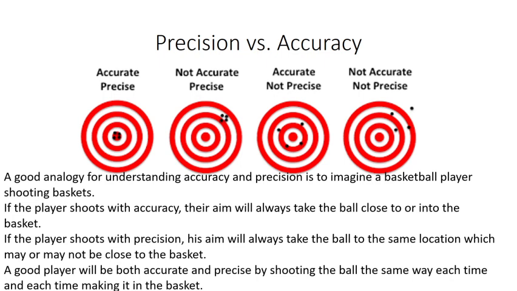A good analogy for understanding accuracy and precision is to think about a basketball player shooting baskets. If the player shoots with accuracy, their aim will take the ball close to or into the basket. However, if a player just shoots with precision, their aim will always take the ball to the same spot, which may or may not be close to the basket. A good player will be both accurate and precise, shooting the ball the same way each time and making it into the basket.